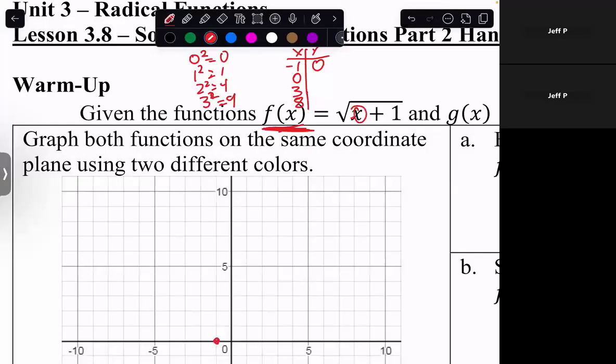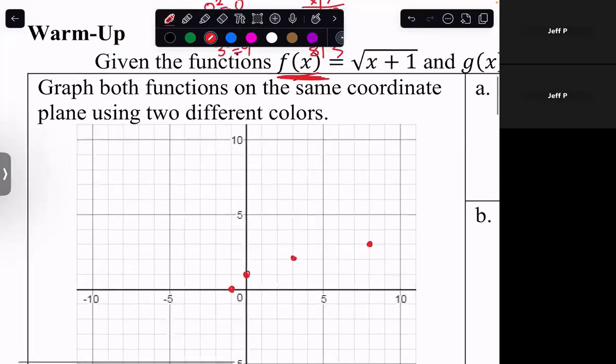0 plus 1 is 1, square root of 1 is 1. 3 plus 1 is 4, square root of 4 is 2. And 8 plus 1 is 9, square root of 9 is 3. Okay, so again, with square root graphs, it goes forever in a single direction, but not in the other. All right, so just one arrow.